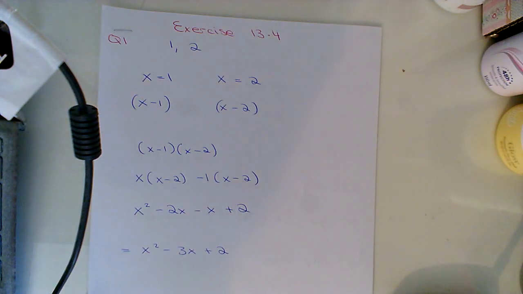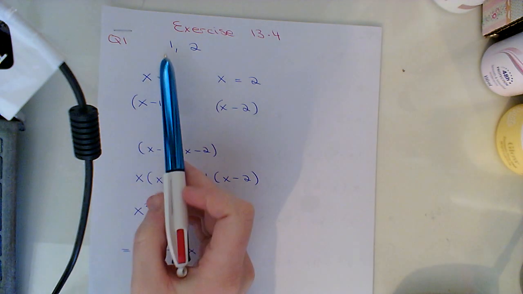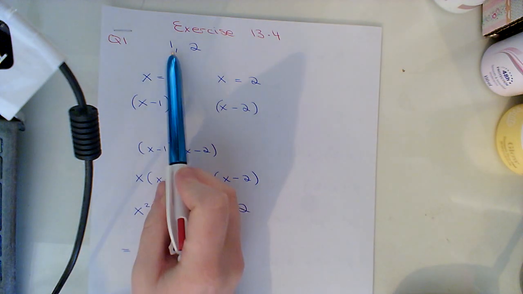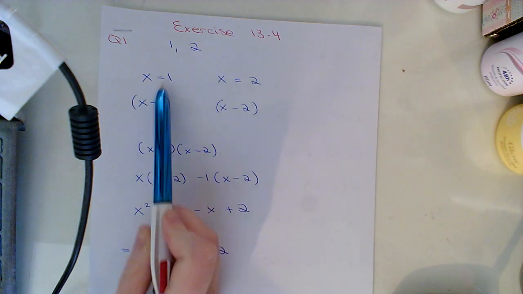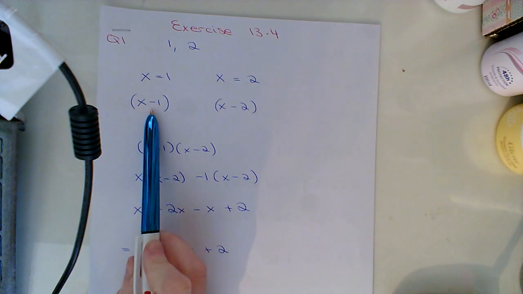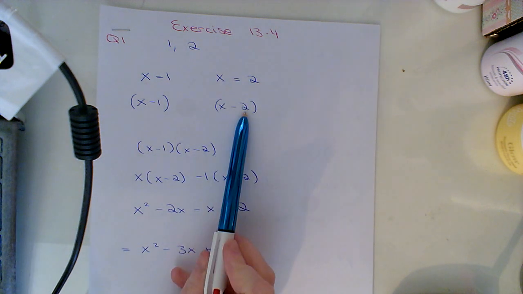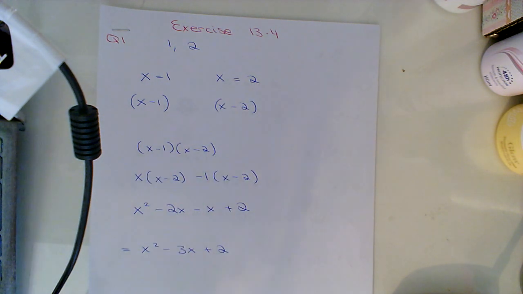Okay, so going to go through the solutions to exercise 13.4, question 1. I've been given that the roots of the quadratic equation are 1 and 2. So I say x is equal to 1, x is equal to 2. Then I bring this over, so it's x minus 1, bring this over, x minus 2. I bring them side by side and I need to multiply them together.